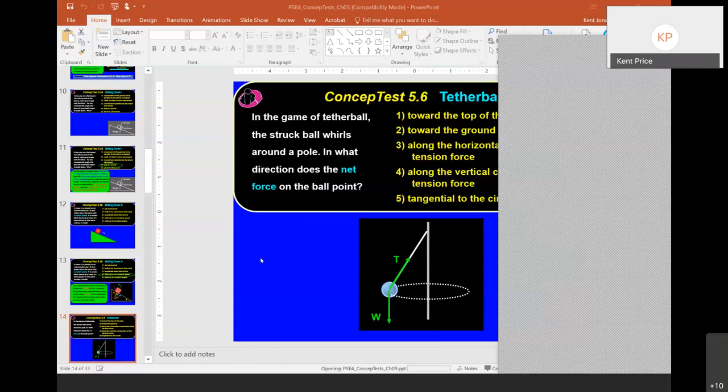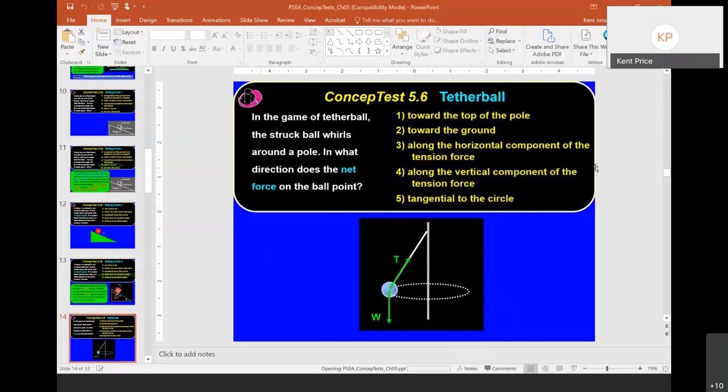And here, remember, if something is going around in a circle, which this ball is going around in a circle, then the net force has to point toward the center of the circle. Okay, so which one of those choices is toward the center of the circle? Not number one, not number two, but number three. The horizontal component of the tension would point toward the center of the circle. Four and five don't point toward the center of the circle. Only number three points toward the center of the circle. So that's the answer.